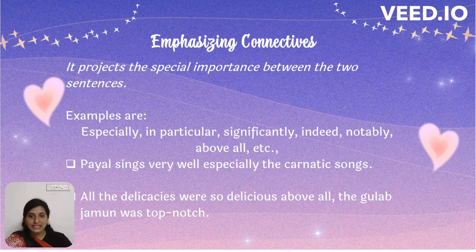Finally, let us understand about emphasizing connectives. Emphasizing connectives project a special importance between the two sentences. Some examples of emphasizing connectives are especially, in particular, significantly, indeed, notably, above all, etc. To understand about emphasizing connectives with an example, we have: Payal sings very well, especially the Carnatic songs.